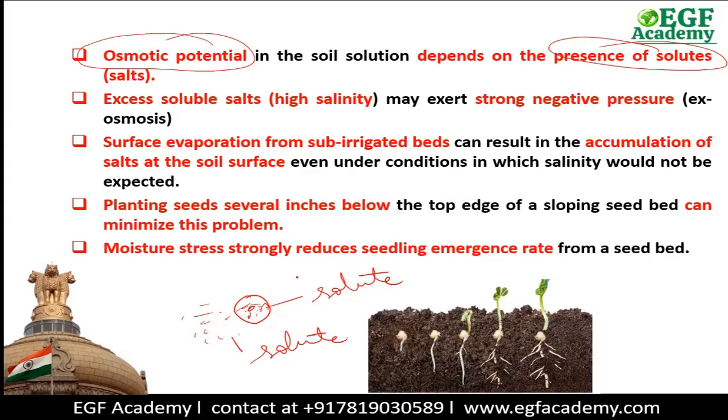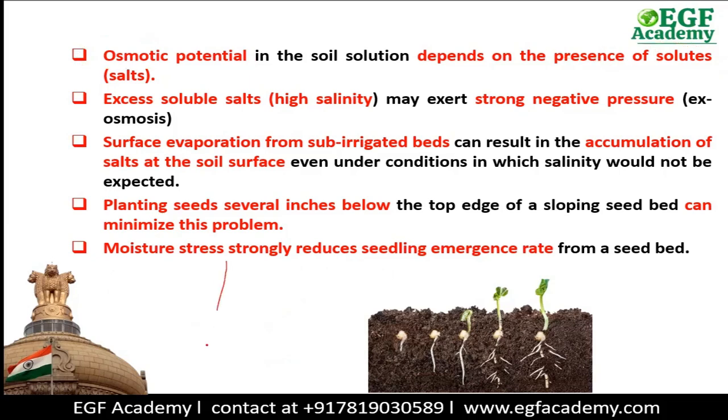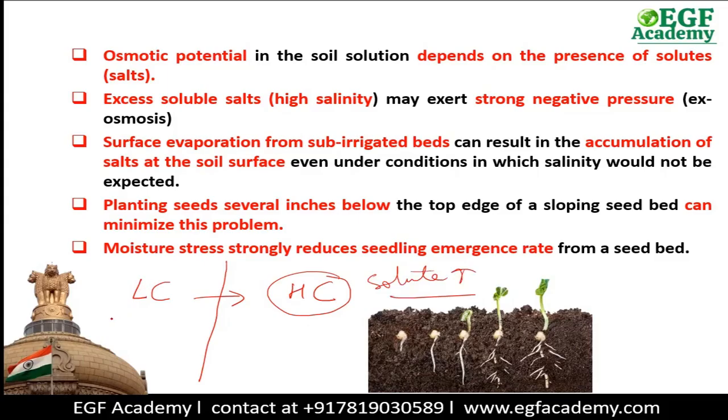Now, if the density is more inside the seed than outside, then water will go inside it, because water will always flow from low concentration to high concentration. Means if there is high concentration of solute inside the seed, see, the movement of water is always from low concentration to high concentration. Means the amount of solute is more here. Low concentration means the amount of solute is less here. So what will be the movement of water? It will be towards high concentration, so that the concentration of solute becomes equal at both the places.